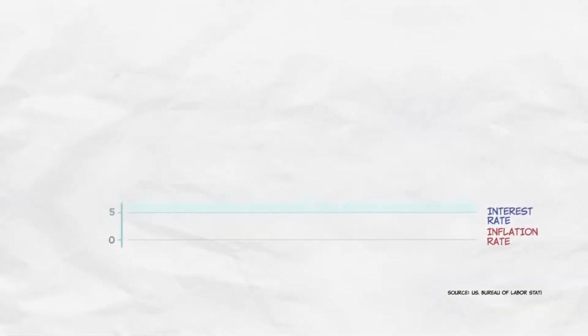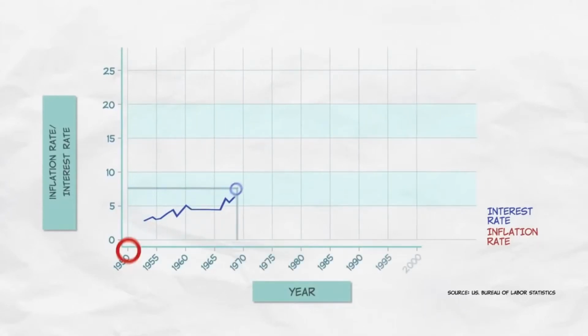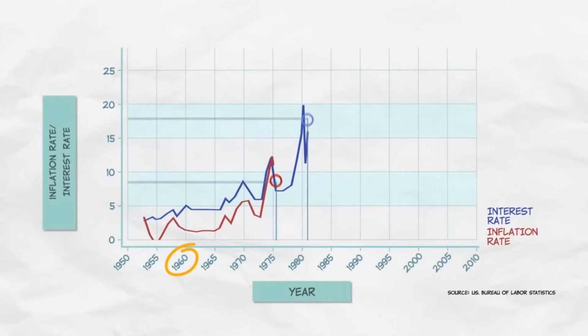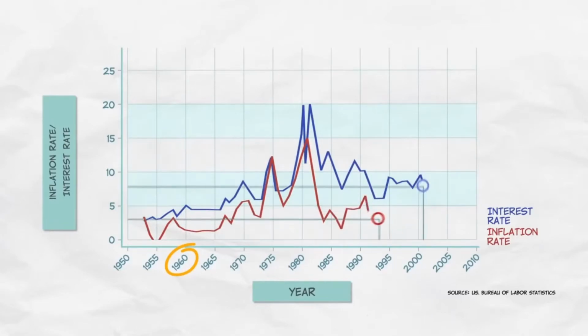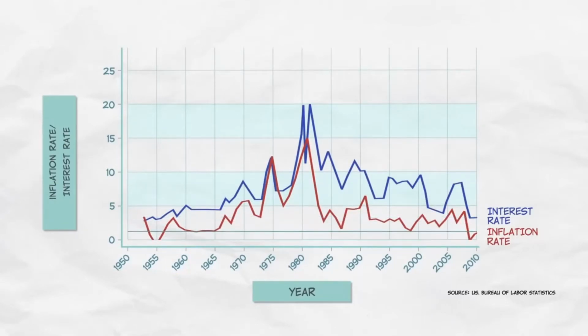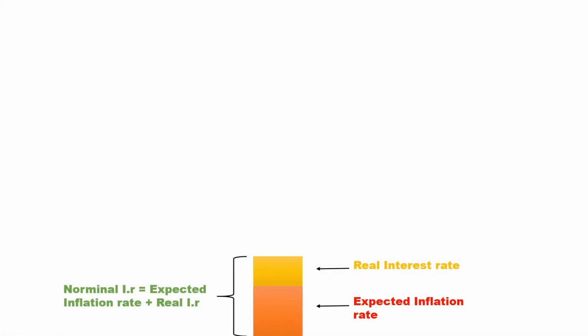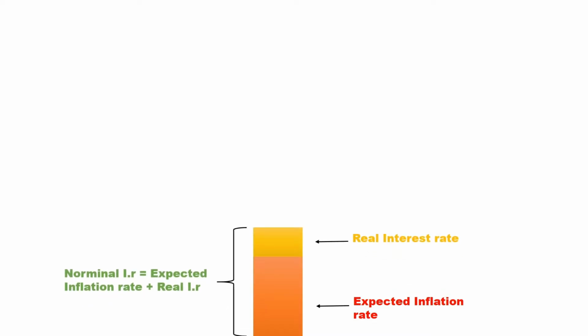Let's look at the data of the United States from 1950 to 2010. As you can see, during the 1960s, when the inflation rate is stable, the interest rate also remains stable. When the inflation rate rapidly rises during 1975, the interest rate also rises. And when the inflation falls, so does the interest rate. To sum up, the Fisher effect describes the relation between the nominal interest rate and the expected inflation rate, as these two variables will move together in parallel.